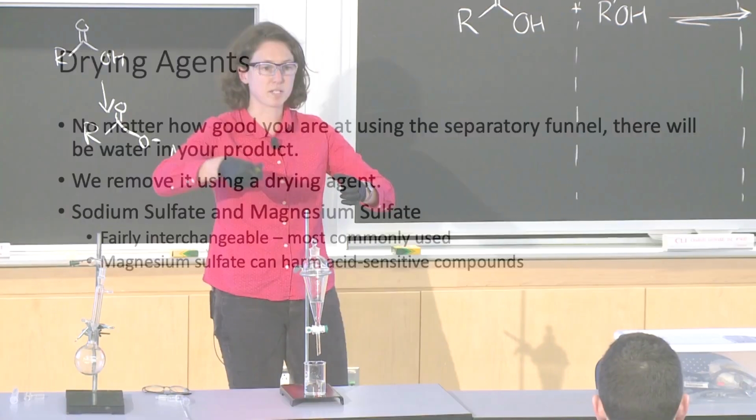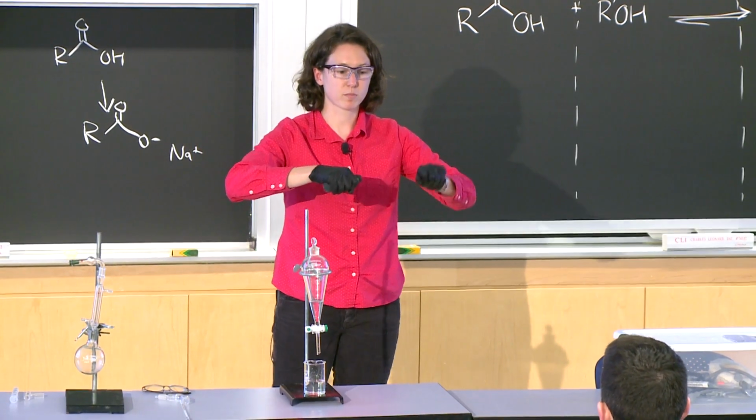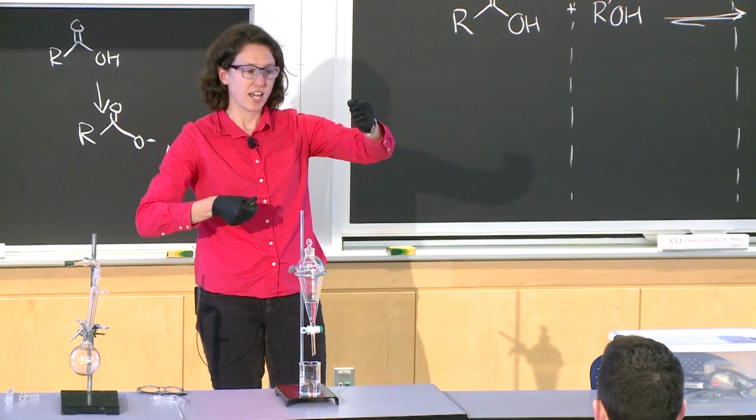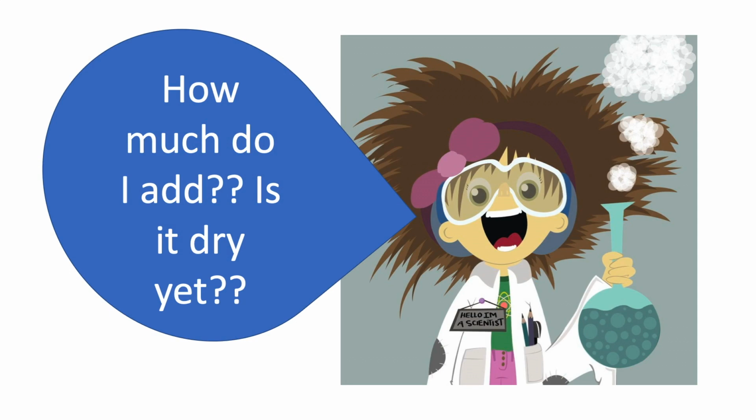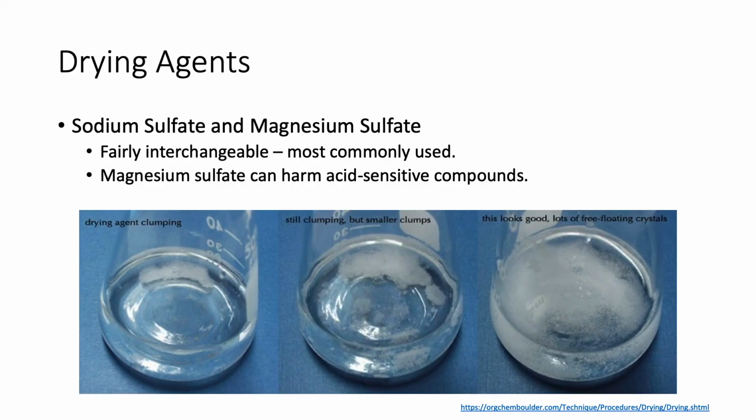So what you're going to do is it comes in powder form, and you will add some of it to your product, and you will swirl it around, and you will look at it, and then you will run to your TA and say something like, is it dry yet? How much do I add? And your TA will look at you and say, I don't know. You should know this. So this is how you can tell if it is dry yet.